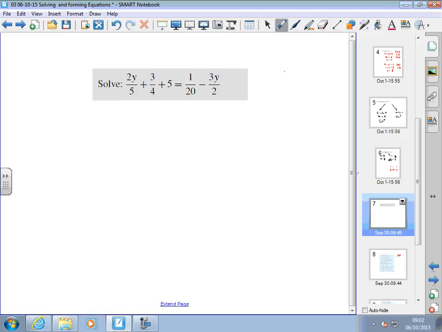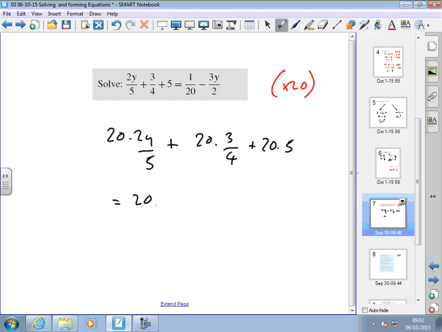So I'm going to multiply both sides by 20, because I've seen this shortcut. There's a common denominator. It doesn't always work, but it's going to in this case, hopefully. So I'm going to have 20 times 2y over 5 plus 20 times 3 over 4 plus 20 times 5 equals 20 times a 20th minus 20 times 3y over 2.